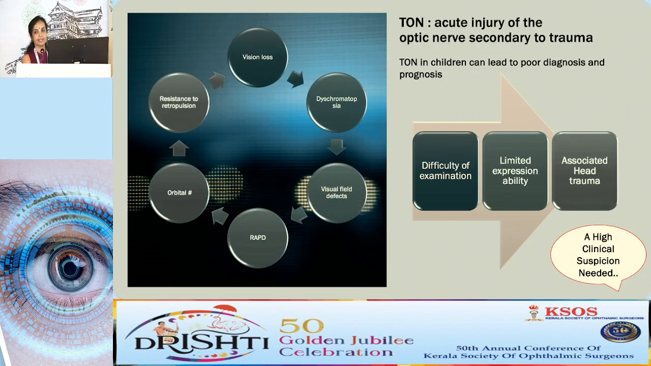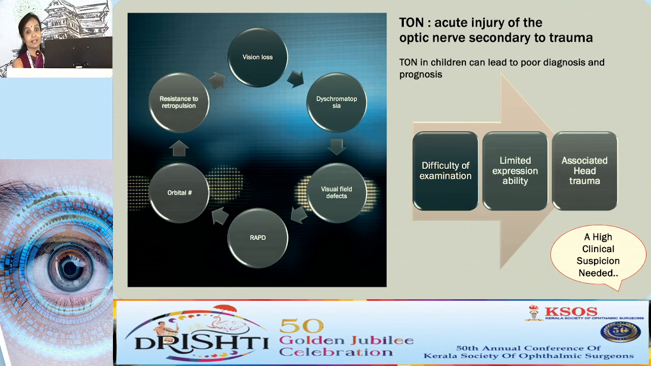So we know that traumatic optic neuropathy is an acute injury of the optic nerve secondary to trauma. And just like in adults, TON in children is an important cause for poor vision and has poor visual prognosis if you don't pick it up early and intervene. Because even if you intervene, some of them do seem to have very bad prognosis.